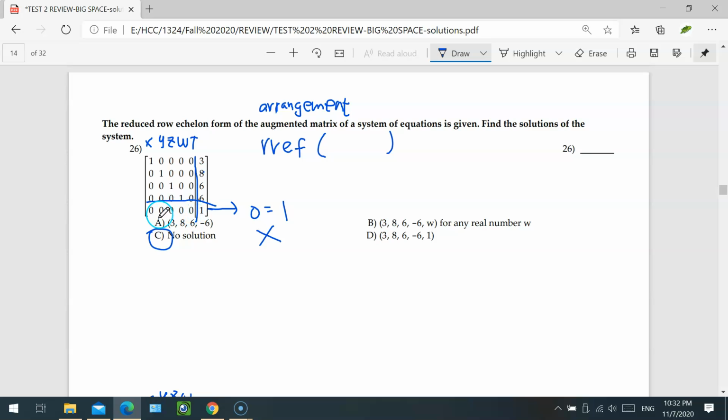So it turns out the only way I can express the last row is to write down 0 equals 1. But 0 is not equal to 1. This is not a true statement. So in that case, the solution of this augmented matrix is no solution. Although I have x equals something, y equals something, z equals something, and w equals something, the last row just kills everybody. Okay, so it turns out no solution.